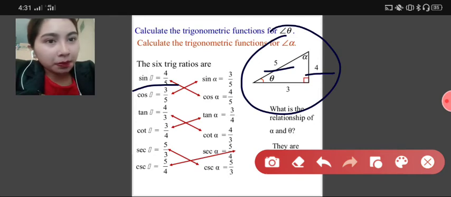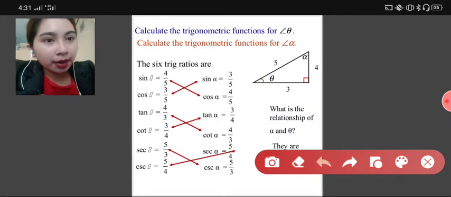Sa cosine naman, adjacent over hypotenuse. Kaya naging 3 over 5 siya. Sa tangent naman, tangent is equals to opposite over adjacent. So, kaya naging 4 over 3 siya.